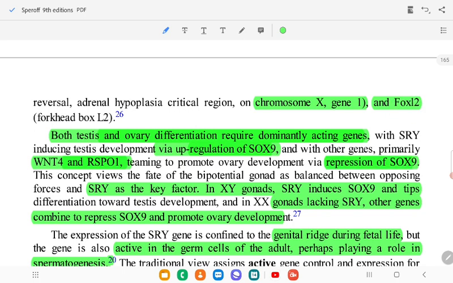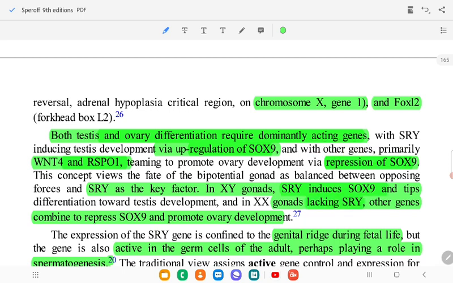For ovarian development there should be suppression of the SOX9 gene and activation of the WNT4 responding gene. The concept is that the bipotential gonad is balanced between opposing forces, with SRY as the key factor. In the XY gonad, the SRY gene induces SOX9, which drives differentiation to a testis. In the XX gonad, SRY is lacking.